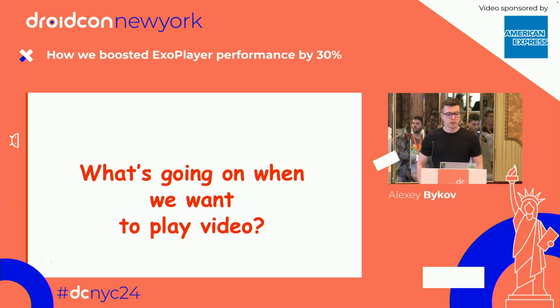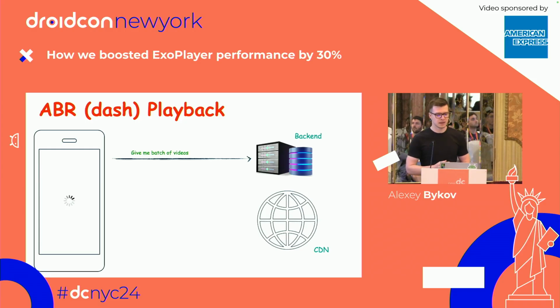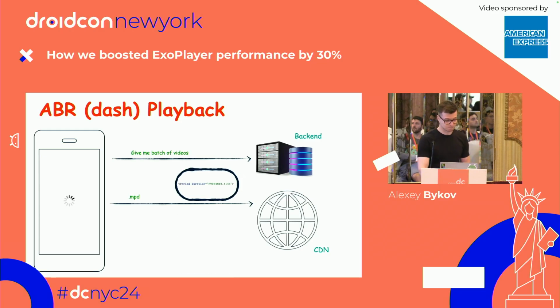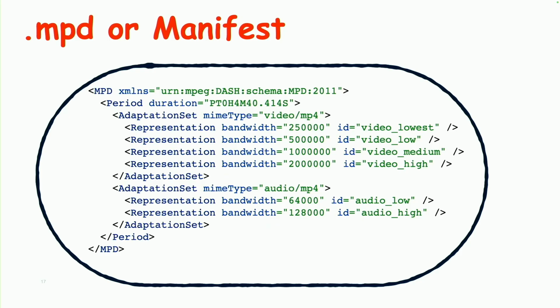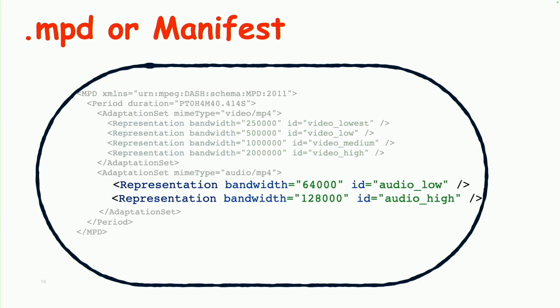All right, what's going on when we want to play a video? Let's review adaptive bitrate DASH playback. On the client side, we ask the backend, hey, give me some video URLs, please. Then the player has to download the .mpd file for DASH. What is this MPD file, or manifest? It's a representation of the video that has the bandwidth required for a certain video resolution or quality, and the same for audio. It can also have information for text.